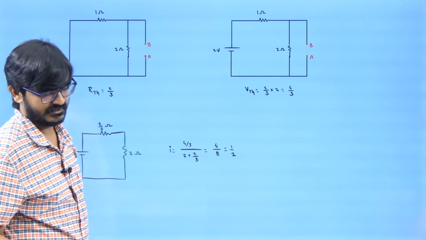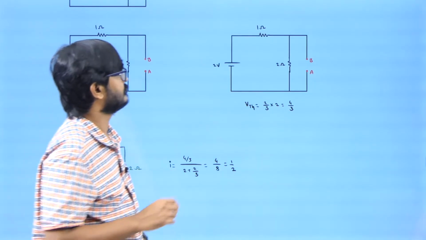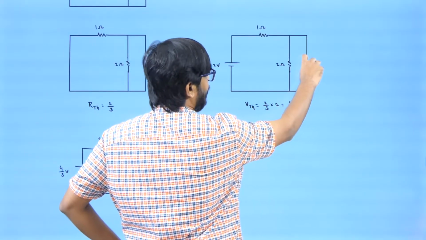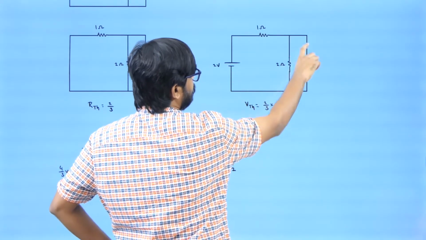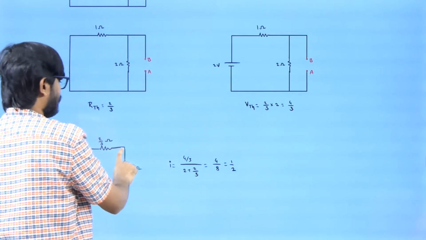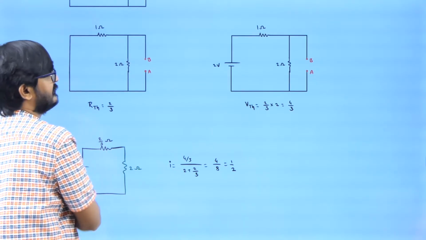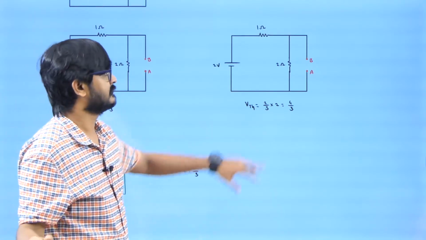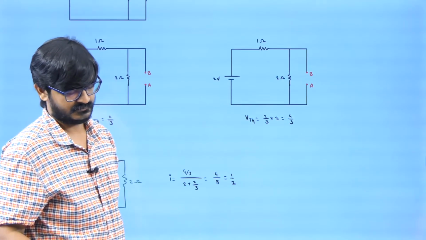If I want to find Thevenin's voltage, what do I need to do? How much potential difference will I feel when I open it? It is 4 by 3. So here also, if I open it, I need to feel the potential difference as 4 by 3. For that, this has to be 4 by 3. If I want to find Thevenin's voltage, open the load and find the potential difference across the load, right?